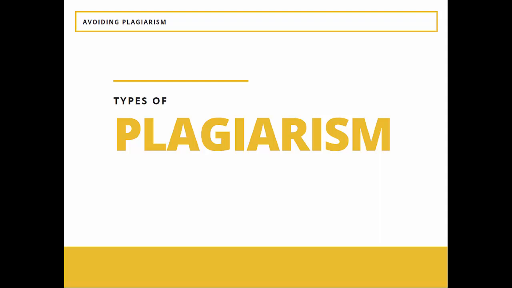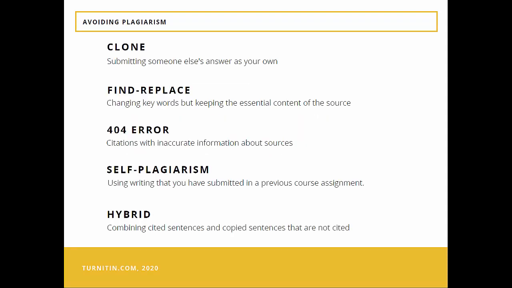There are many types of plagiarism. For our purposes, let's cover the ones that are the most frequently seen: cloning. A clone plagiarism is when you submit someone else's work as your own. So if you looked up your answer on the internet and copied what you saw and pasted it, that will immediately show up as plagiarism because you are submitting someone else's work.